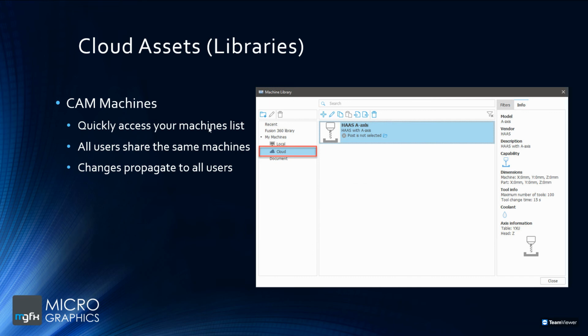And then just as important as your tools is having your machine set up. So if you're doing machine simulation and you want to set up your machines perfectly with your tools and your simulations, you can create a cloud machine library as well. So once again, quickly access your list of machines that are specific to your company. All users share the same machines, so if settings are updated, it's updated across to all users.